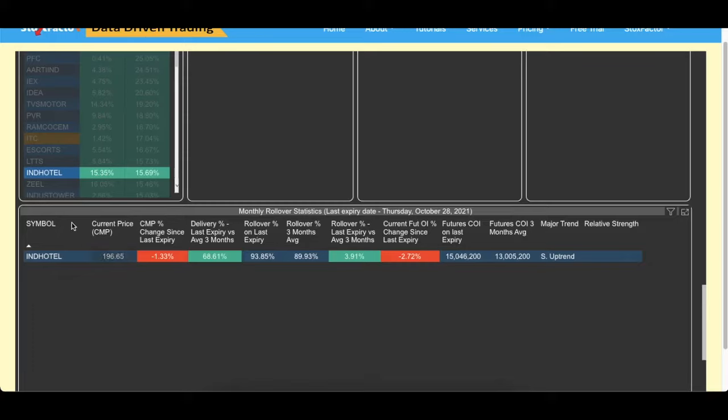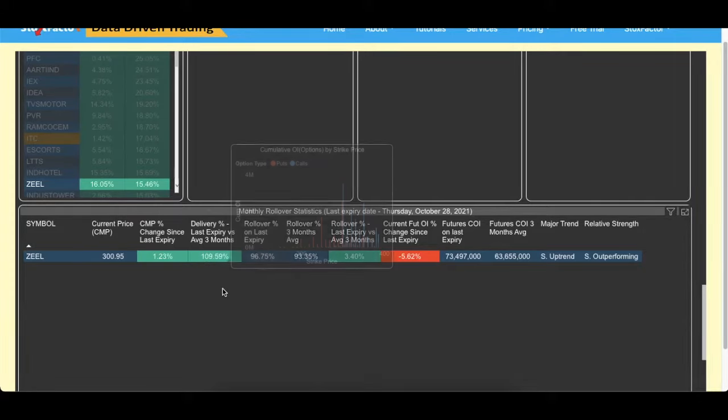So friends, we can take one more example. For example, Z. If we focus on Z, we see similar stats here. Good price change and OI change in futures cumulative open interest. Then see the delivery percentage: almost more than a 100% increase in delivery in the last expiry month, right? And you see the rollover percentage. It was already very high, and now you see an above average rollover percentage, almost 97%.